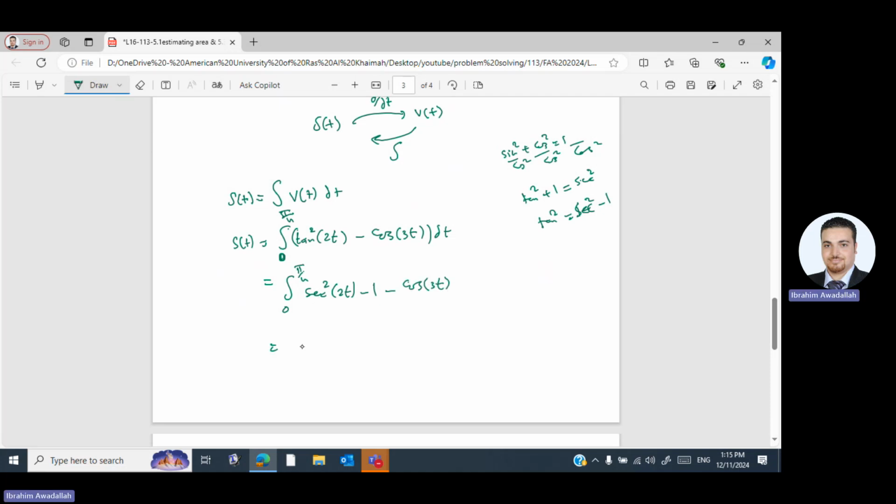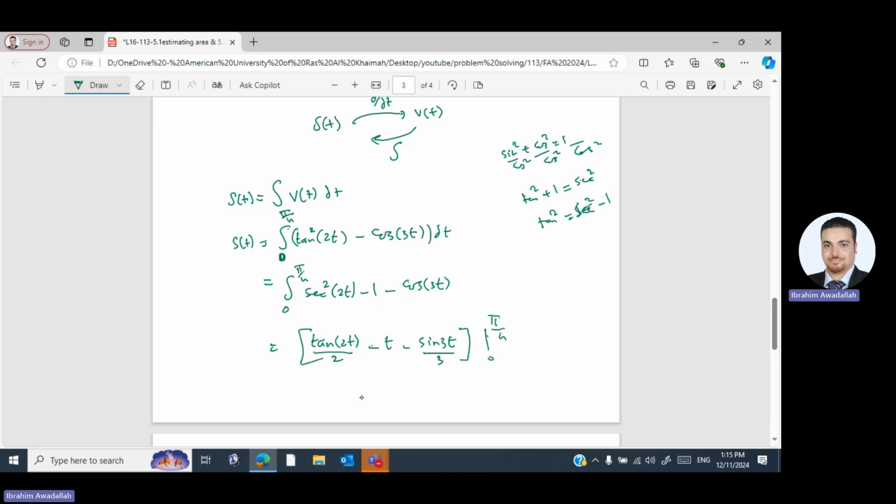Find the antiderivative of secant squared: the derivative of tan is secant squared. So tan 2t, don't forget to divide by 2, minus t, minus sine 3t divided by 3.